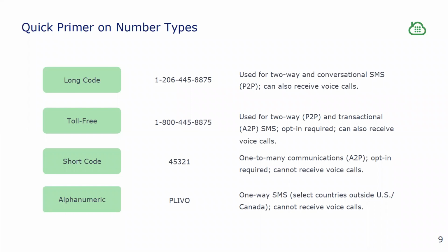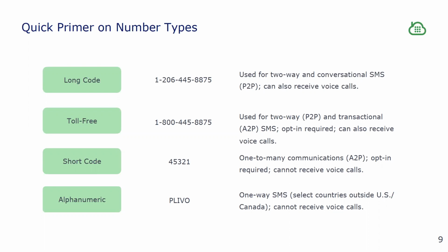Next, we have short codes. Short codes are your 5 or 6-digit short numbers. Short code is the only pre-approved number type that is approved to send marketing messages. Short codes can be used to send out campaigns and promotional content, which is typically one-to-many communication and also falls under the A2P category. Short code must require opt-in. Without an opt-in in place, you will not get approved for short code. Short code supports just outbound and inbound messages. They cannot receive voice calls.